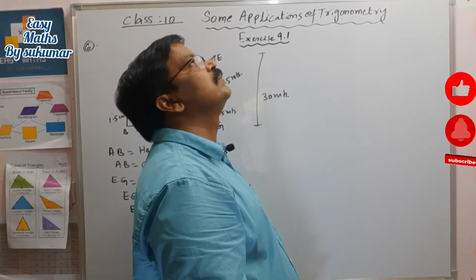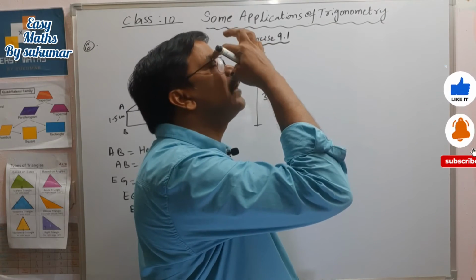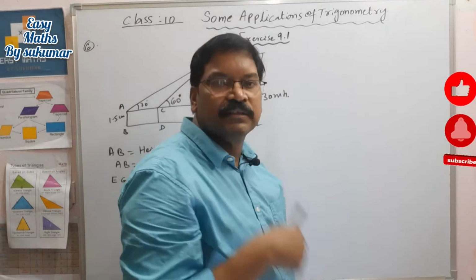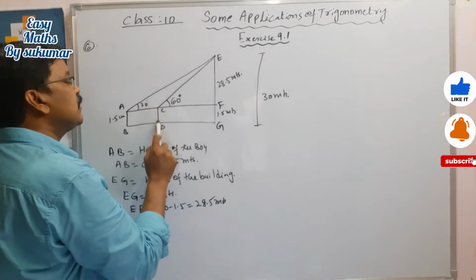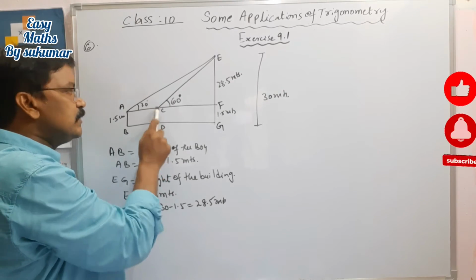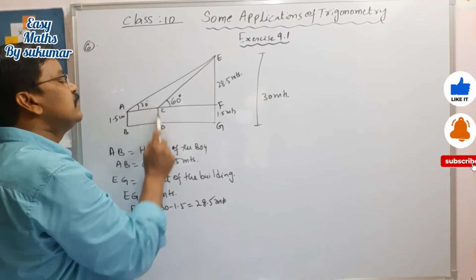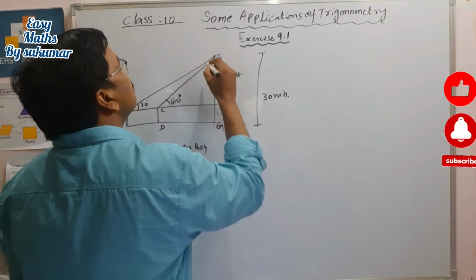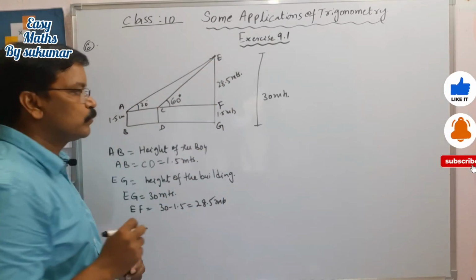See, this angle from my eyes to the top of the building is increasing here. That is 60 degrees. This is the second position as he walked towards the building. This is CD. He is at CD here, right? So this angle of elevation is 60 degrees.